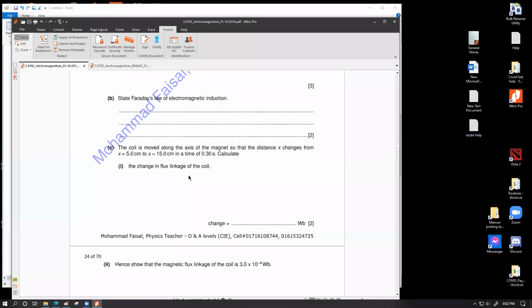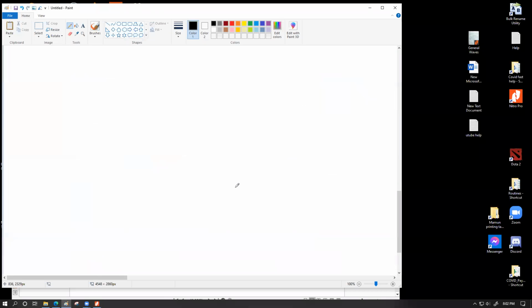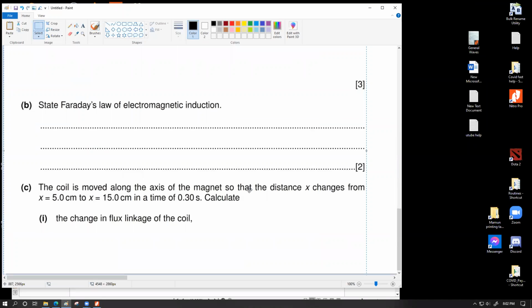Change in flux, okay, let me just copy this part and then I'll do this for you all together. There's no space on the page here, never mind.